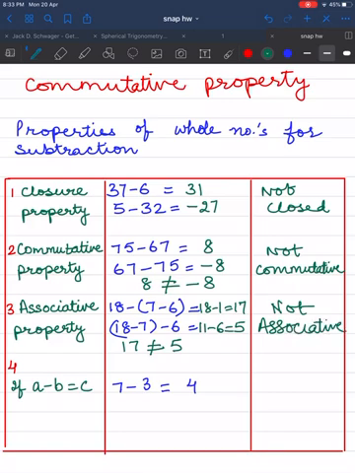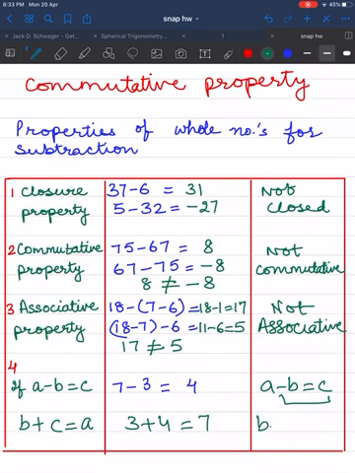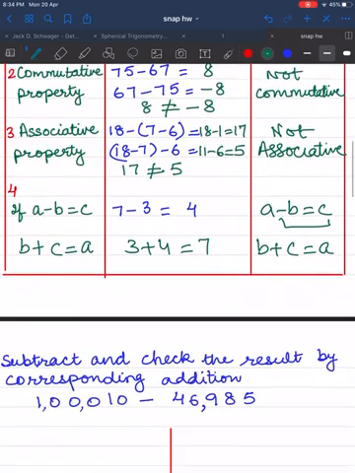Now fourth property is very important. It is if A minus B is equal to C, then B plus C is equal to A. This is the corresponding addition to the subtraction. So here I have taken one example. Now we know 7 minus 3 is equal to 4. Now if I add 3 and 4, I get 7. So if A minus B is equal to C, then if we add B and C, we get A. Now let us move to our next question.